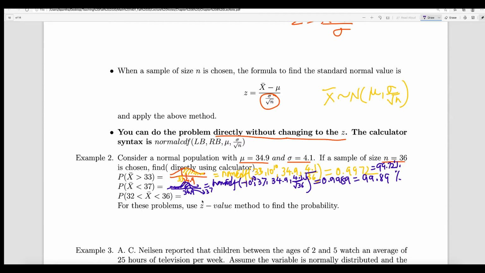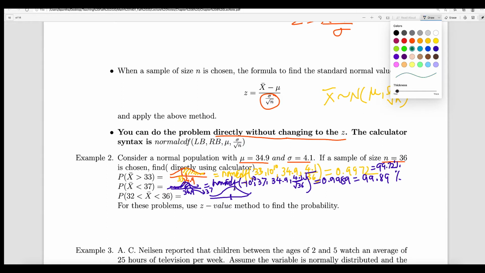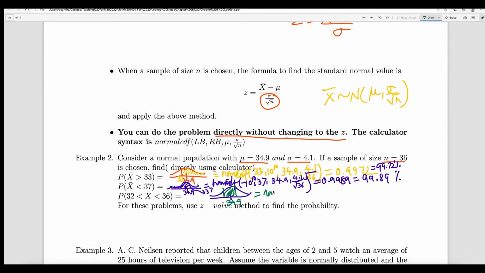Now, for the last one, let me use a different color. The middle one there is 34.9. It is asking 32 and then 36. You want to find the area between those. What is the normal CDF? Normal CDF, left bound is 32, right bound is 36. So 32 comma 36 comma 34.9 comma 4.1 over root 36.